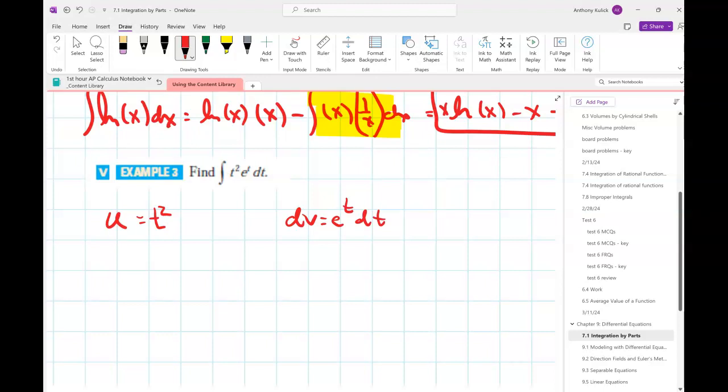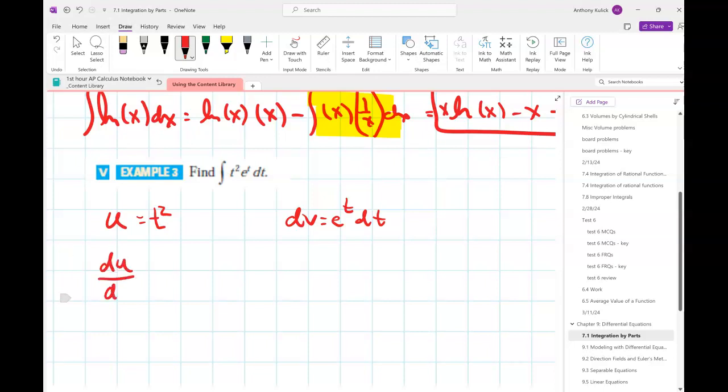Why wouldn't I want to do the reverse? Isn't the derivative of e to the t really easy? But if I compared the integral of t squared and e to the t, which one is easier? E to the t is the easier integral, right? Because what's the integral of e to the t? E to the t, right? That's an easier integral than t squared, because t squared is getting to be a bigger polynomial when we integrate it. Everybody's okay there?